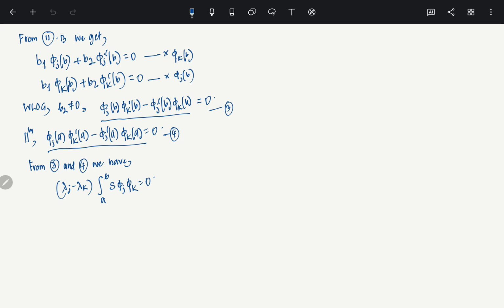So this expression becomes 0, and since phi j and phi k correspond to distinct eigenvalues, since lambda j is not equal to lambda k, that will imply that the integral from a to b of phi j of x, phi k of x, s of x dx is 0. Is it okay? So hence they are orthogonal with respect to s.